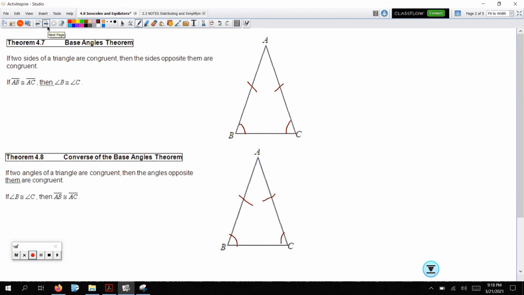Okay, so if this happens first, in 4.7, if you have two sides that are congruent, then you know that the base angles will be congruent. And then obviously the opposite is if the angles are congruent, then you can go ahead and know that the two sides opposite of those are congruent.